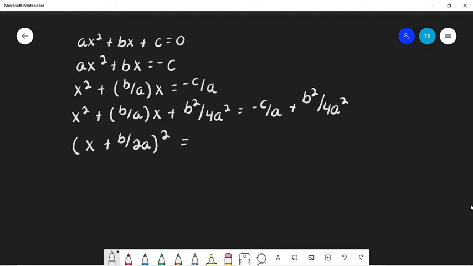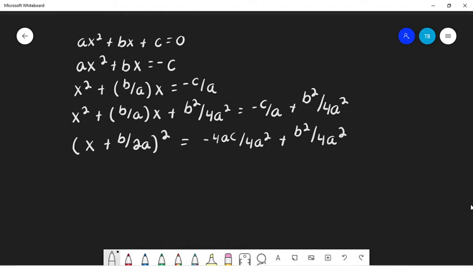Alrighty. Now the right-hand side of the equation, I want to clean this up a little bit, but we can't do anything with it just yet. We can't combine these terms because they do not have the same denominator. So this one has a denominator of a, this one 4a squared. The least common denominator is 4a squared, so I'm going to rewrite these terms so that they have the same denominator. So the first term will be negative 4ac over 4a squared, and then the second term will just remain the same because it already has a denominator of 4a squared. So all we did there was rewrite it so that they have the same denominator.